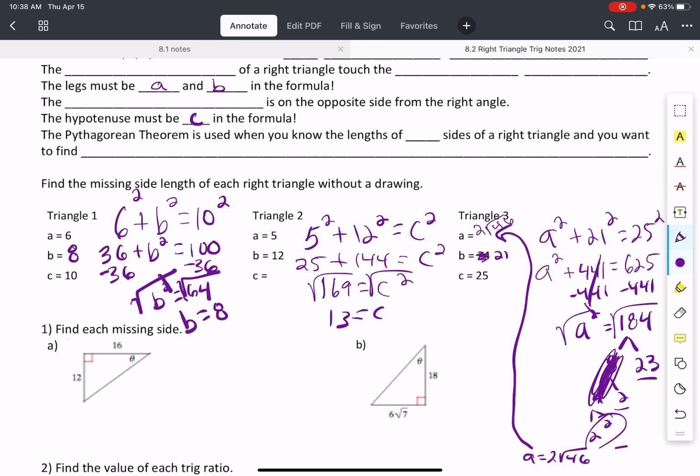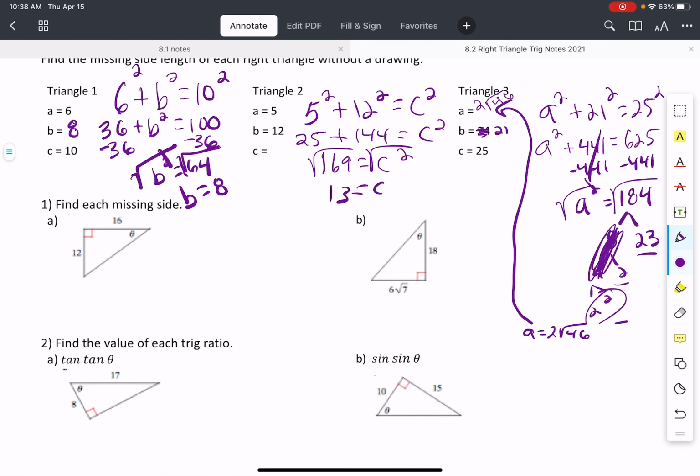Okay, thank you. All right, find each missing side. Am I looking for A, B, or C on this first one? Good, because C has to be the hypotenuse. It doesn't matter which one I call A and which one I call B, okay? It doesn't matter which one you call A or which one you call B. Okay, I'm just going to call that one A and that one B.